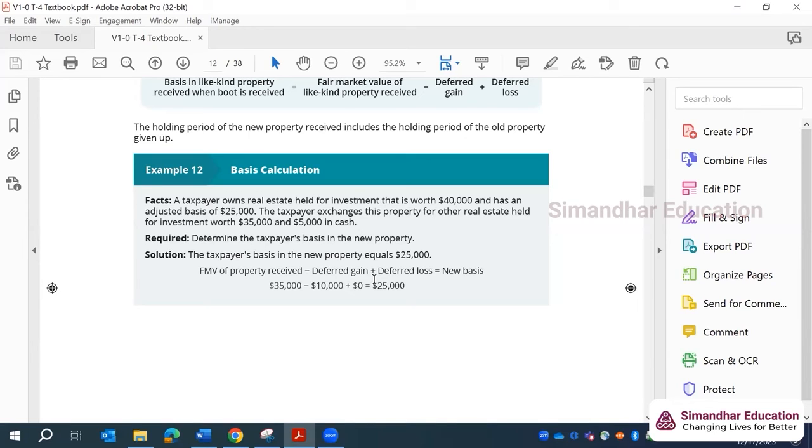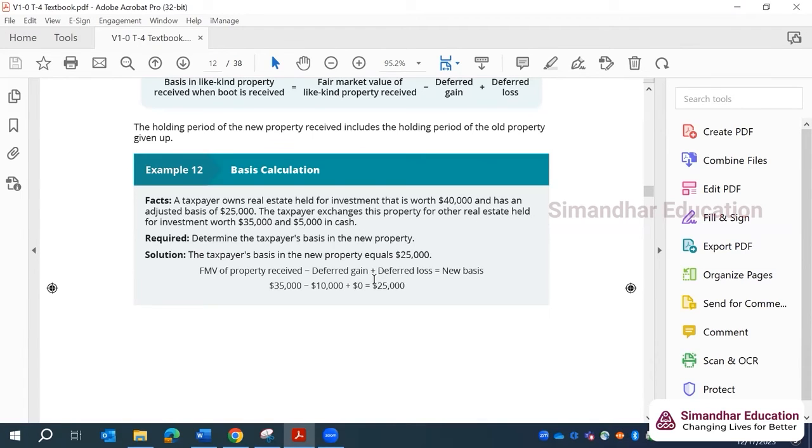So whenever there is boot involved, you will have to recognize certain gain. Okay. So whenever there is boot involved, gain is the lesser of the realized gain or the boot received. So gain here is $15,000 and the boot received here is $5,000. So which is lesser? $15,000 or $5,000? Obviously, the boot received is lesser, which is $5,000. So I will recognize a gain of $5,000 and I will pay taxes on it. And then the remaining $10,000 I will defer.